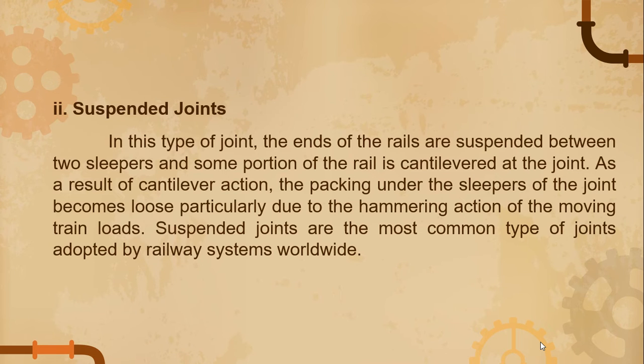So, next is the suspended joints. In this type of joint, the ends of the rails are suspended between two sleepers and some portion of the rail is cantilevered at the joint. As a result of cantilever action, the packing under the sleepers of the joint becomes loose, particularly due to the hammering action of the moving train loads. Suspended joints are the most common type of joints adopted by railway systems worldwide.